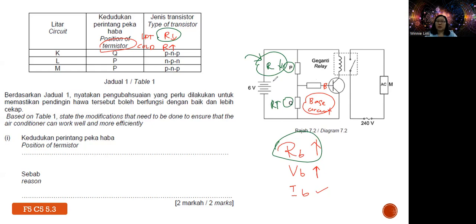Or in general, like a fire alarm system, you want it to function, you have to place the thermistor on top. Then only it is able to detect heat and show low resistance, then causing the base circuit to be high. Then everything is working. So therefore your position will be at P.